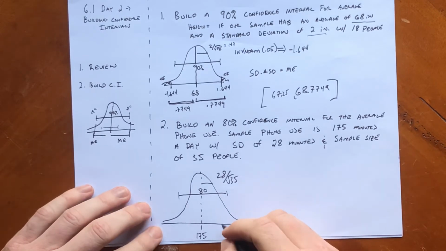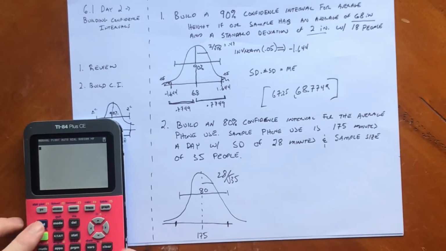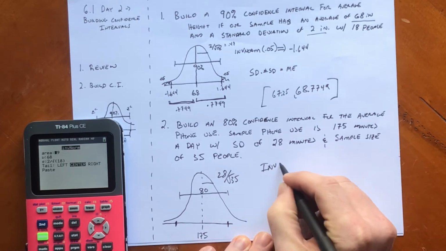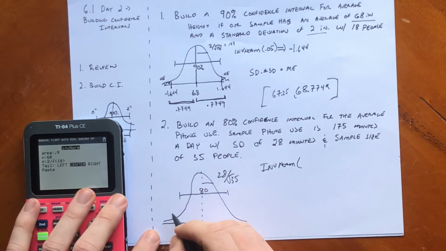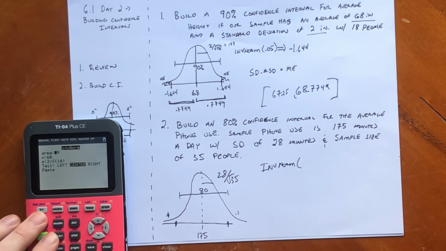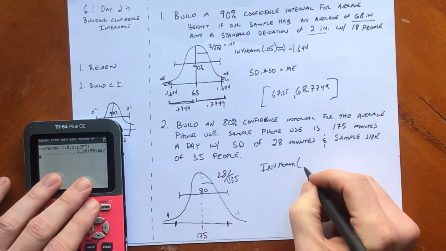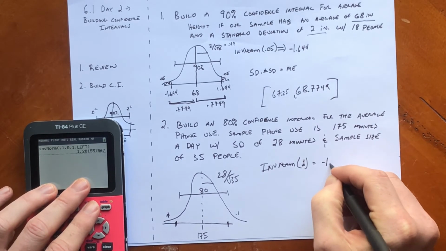Right, so the first thing we have to do is find those Z stars, those critical Z values. So we go second distribution, invert norm. We want the middle 80%, which means we have 20% left over. So we have 0.1 on this side and 0.1 on that side. So you can do 0.1, make your mean 0, standard deviation 1. We're going to go left because you probably have the old calculator, so 0.1. That gives me negative 1.2815.